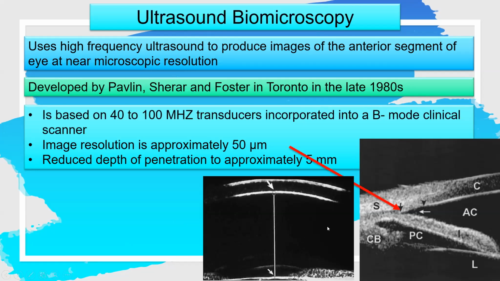So this is the image of the angle of the eye, and this is the scleral spur, which is the only constant landmark seen on the UBM, and the scleral spur is actually used to calculate the quantitative and the qualitative analysis on the ultrasound biomicroscopy machine.